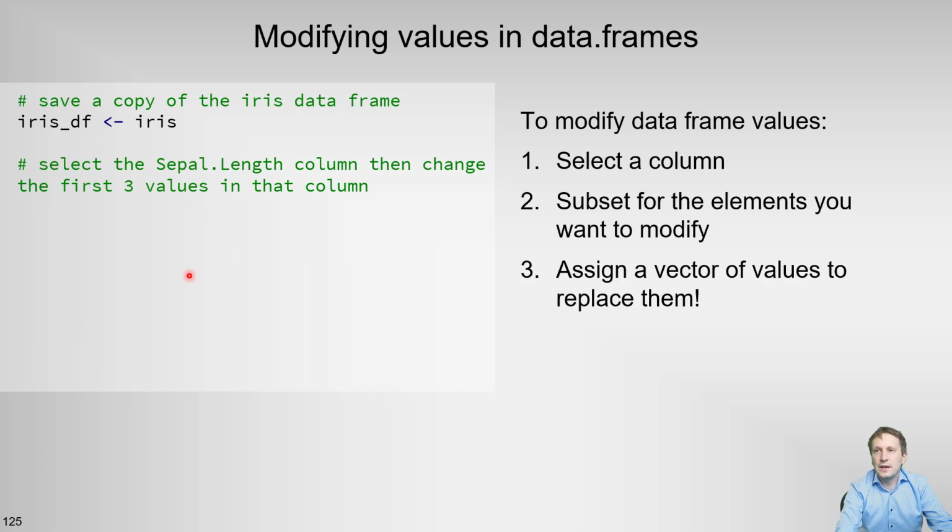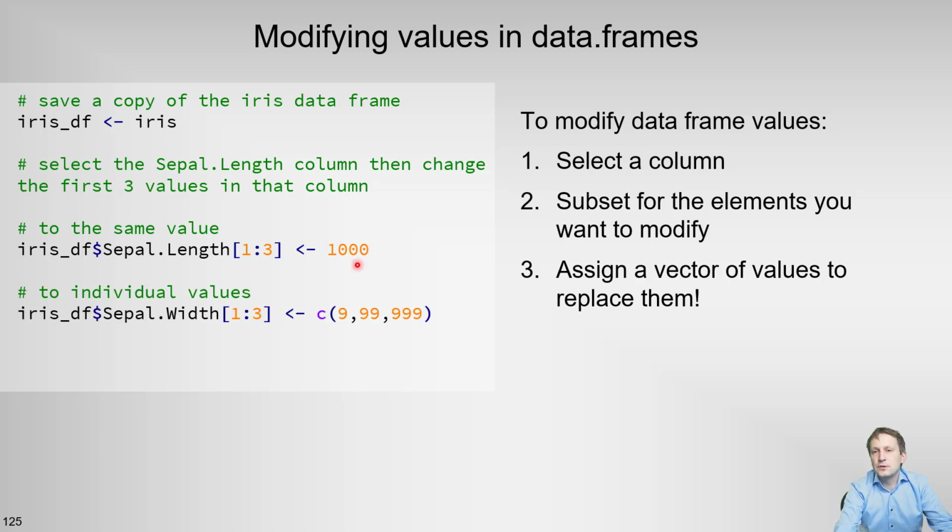How do you modify values in the data frame? Well, basically you just need to select the corresponding column that you want to change first. So we could take the iris dataset, create a copy of it. It's a flower dataset. So let's say we want to access the sepal length column. So we use a dollar operator to do that. Access the first 3 elements and then put in 1000.